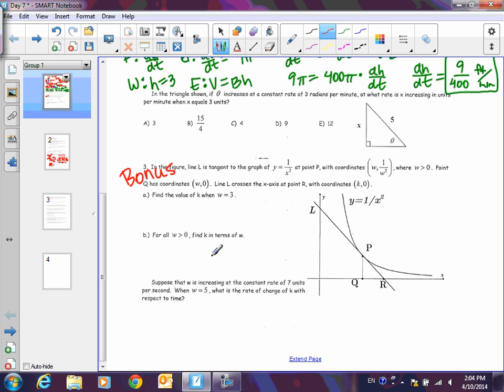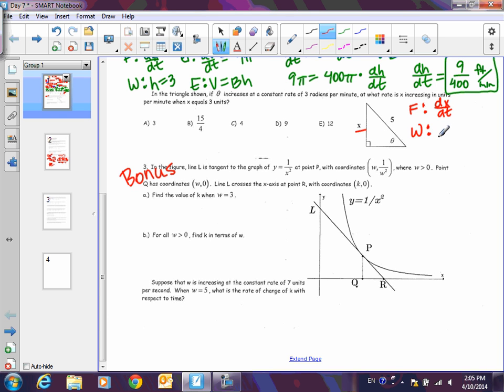All right, because this is a great problem, but I'd rather you spend your time on problems like 2. So this is the right triangle, but I already told you it's not the Pythagorean theorem. So let's think, what are we trying to find? In the triangle shown, if theta increases at a constant rate of 3 radians per minute, at what rate is x increasing in units per minute when x equals 3? We're trying to find dx over dt, the rate of change of x.